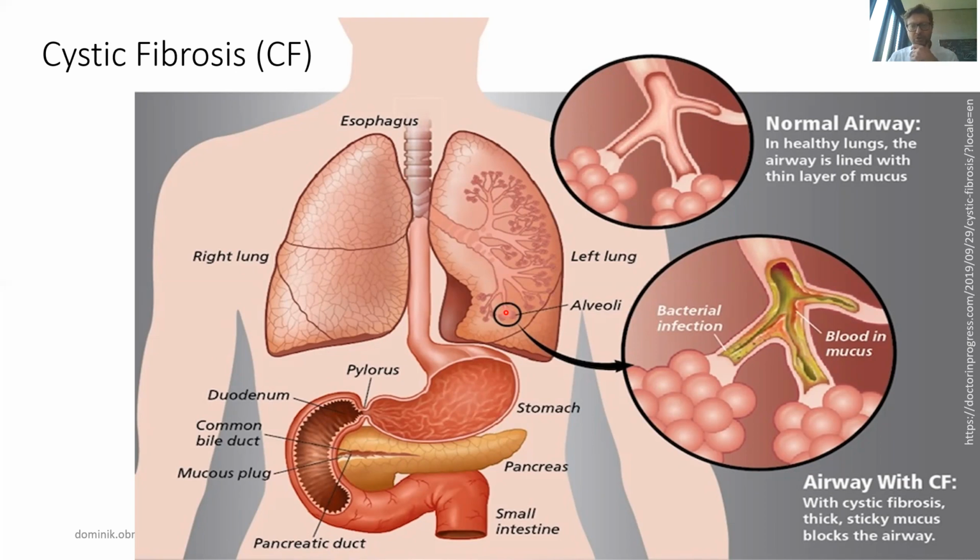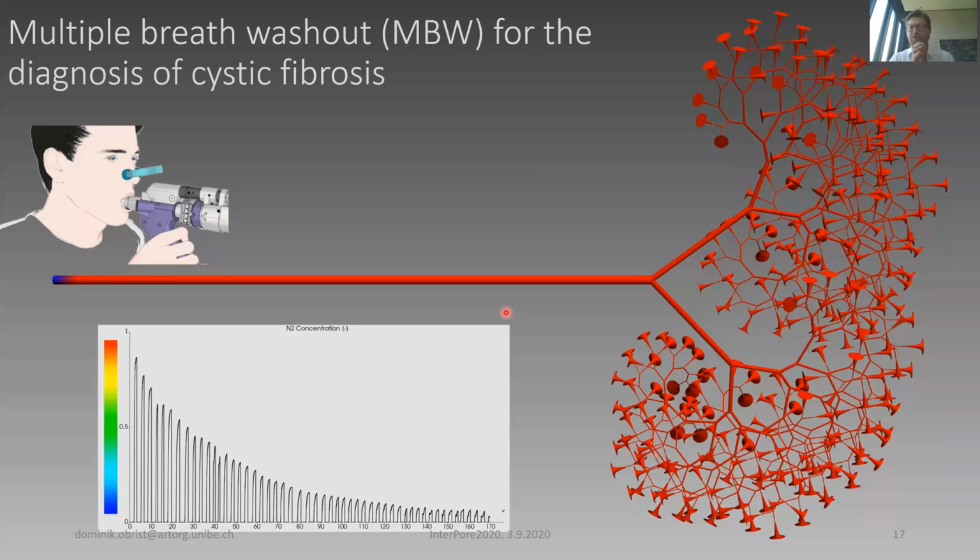So what doctors do to diagnose that is they use the so-called multiple breath washout. Multiple breath washout uses a device like that. It has a flow sensor in it and a sensor for nitrogen concentration. If you normally breathe, your lung will be filled with air and with nitrogen, 78% of nitrogen.